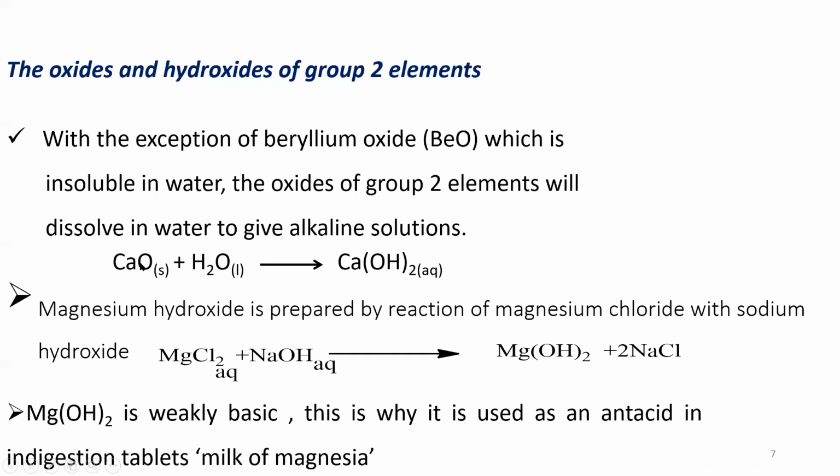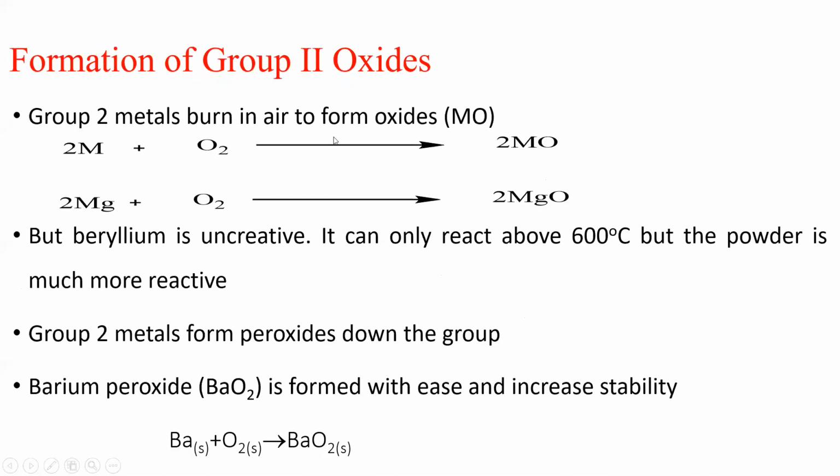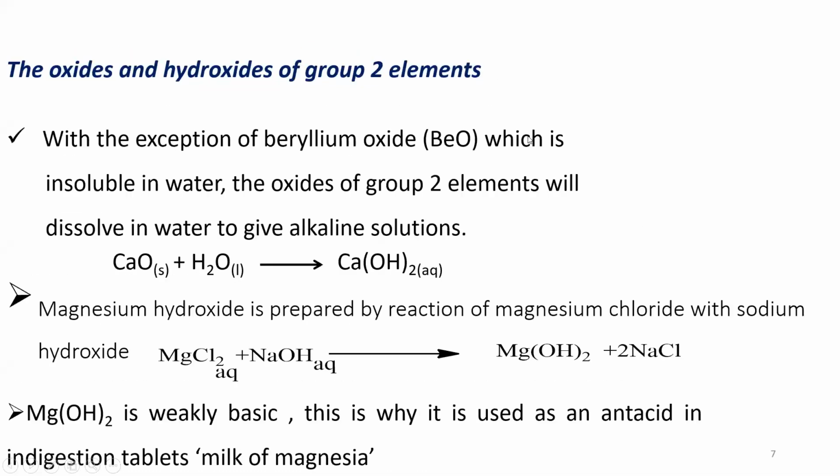Confused. Your group 2 oxide can react with water to form the hydroxide. Your group 2 metal can react with oxygen to form the oxide, which is what we have done here. The oxide form can react with water to form hydroxide. But your magnesium will react with steam, not water, to form your magnesium oxide. It does not form magnesium hydroxide.